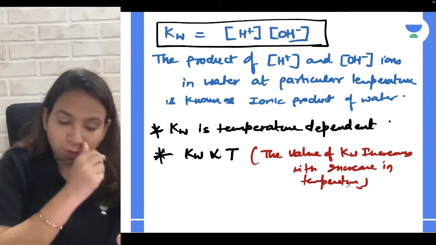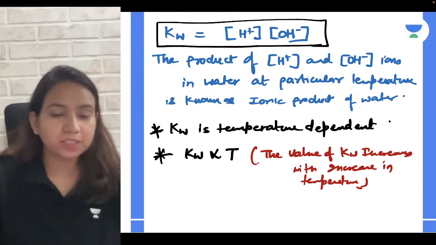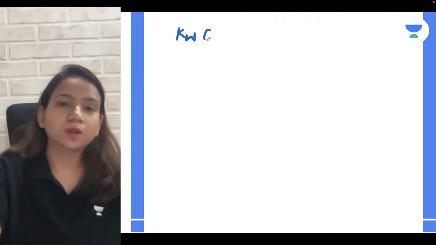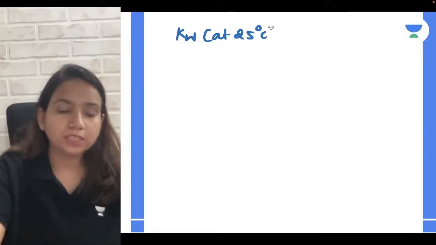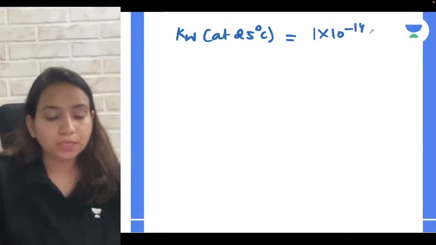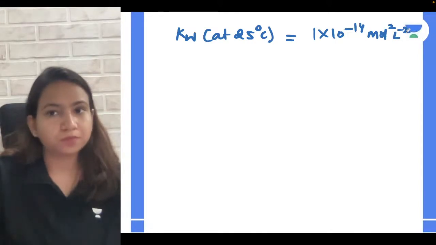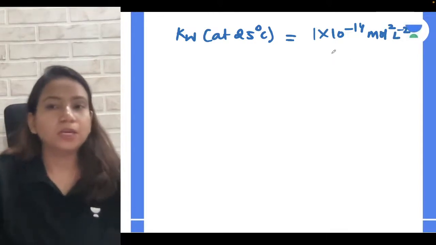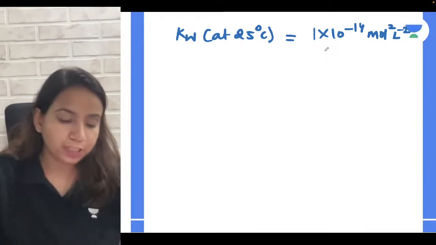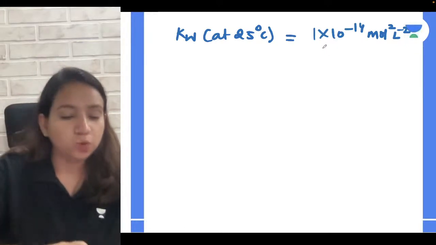Now, obviously we have to find it experimentally. The value of Kw at 25 degrees Celsius is found to be equal to 1 into 10 to the power minus 14 mole square per liter square. Mole square per liter square, because mole per liter is the unit for concentration. So when you multiply H plus and OH minus concentrations, you are going to get this unit only.